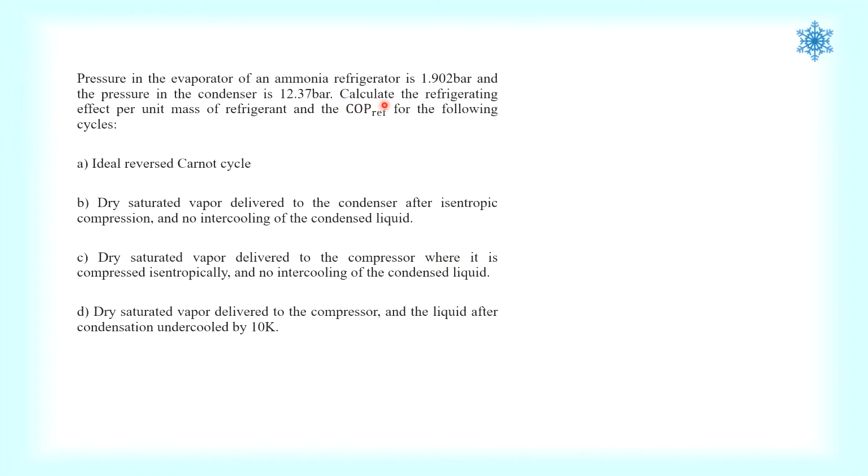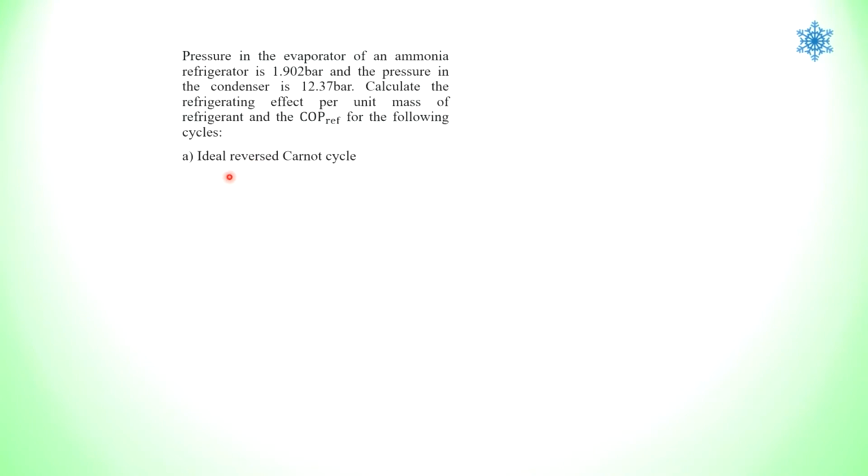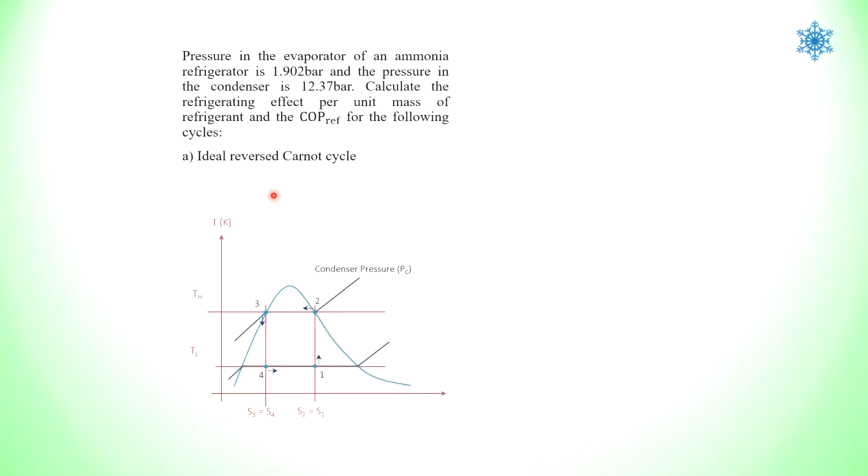The question asks us to calculate the refrigerating effect, that is RE, or the cooling effect per unit mass of refrigerant, that means per kg of refrigerant, and the COP, the coefficient of performance for refrigeration, for the following cycles. No, not heat pump, refrigeration. The first part will be based on the ideal reverse Carnot cycle.